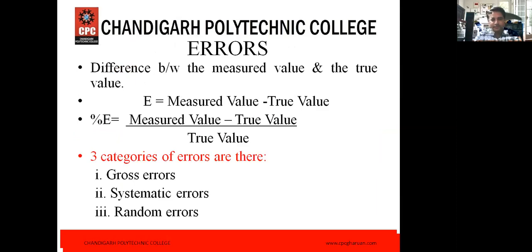Next is the errors. Error is just the difference between the measured value and the true value. If you have to find out the percentage error, then this is the formula: measured value minus true value divided by true value. This is the error in percentage. Errors are of three types. First one is the gross error, second is the systematic error, and third one is the random error.